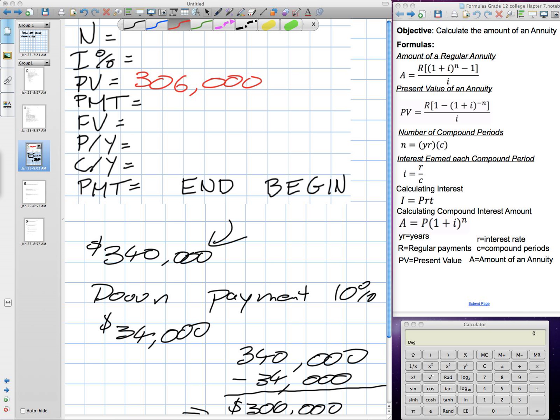Their percentage, they said, was 5.1% interest rate. Okay, 5.1%. Now in the TVM solver, if you notice, it's in percent already, so you don't have to change it to a decimal. Your percentage is 5.1%. It says that it's going to compound, your CY, semi-annually. How many times a year is that? Twice. Semi-annually is twice. How many payments do they make a year?